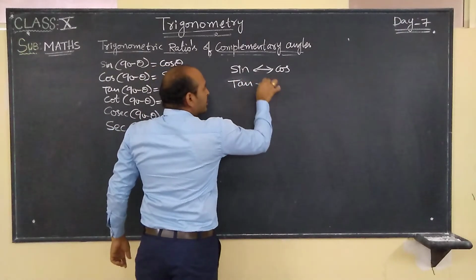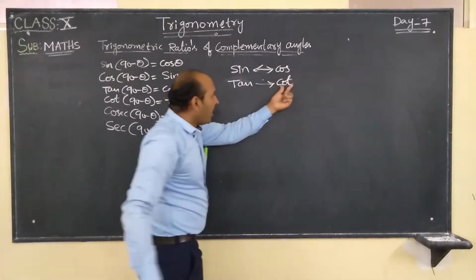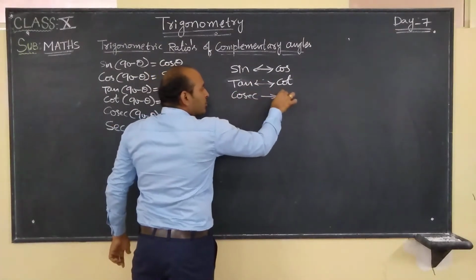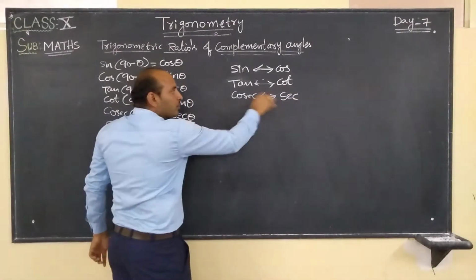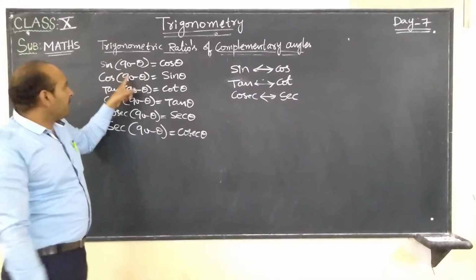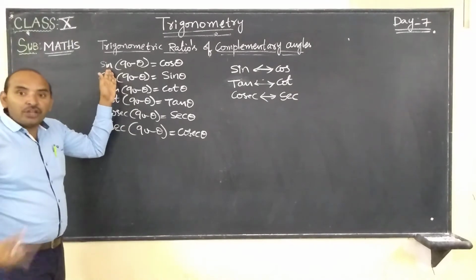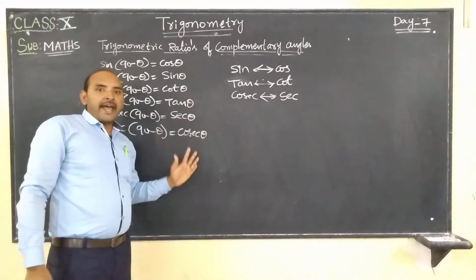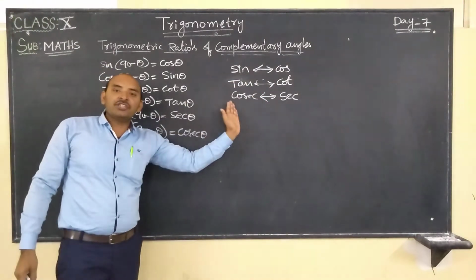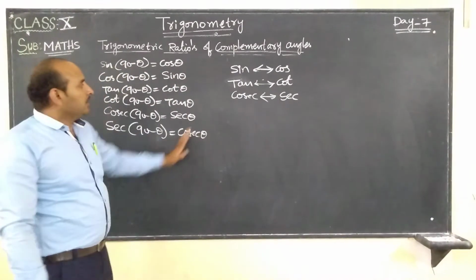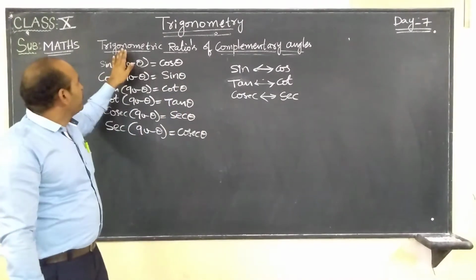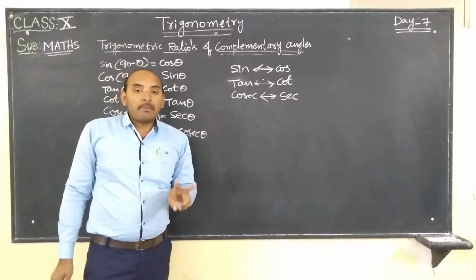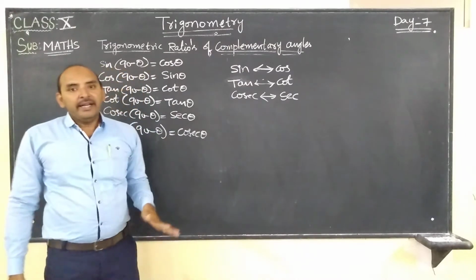Tan interchanges to cot and cot interchanges to tan. Cosecant interchanges to secant and secant interchanges to cosecant. You should remember that when the angle is 90 degrees, the trigonometric ratios are interchanged: sin cos, cos sin, tan cot, cot tan, cosecant secant, and secant cosecant. This is nothing but complementary angles. Remember, the sum of the two angles must be equal to 90 degrees.